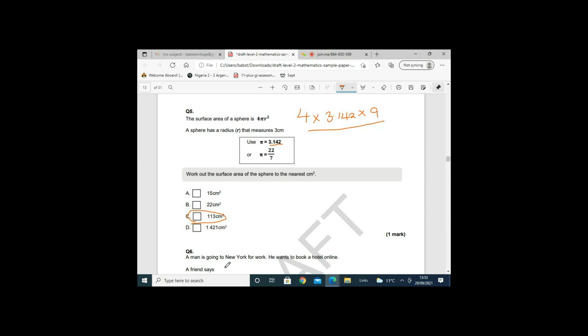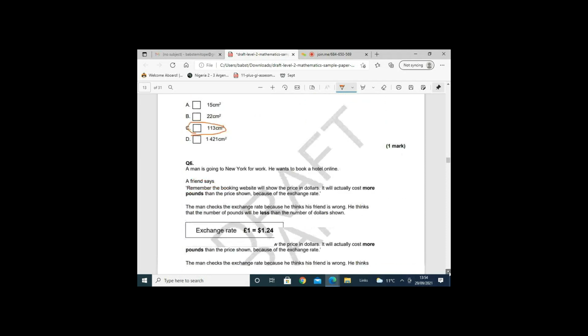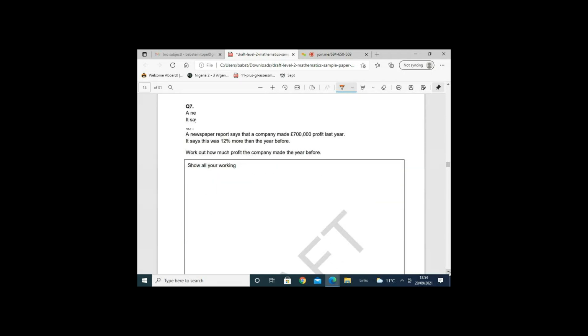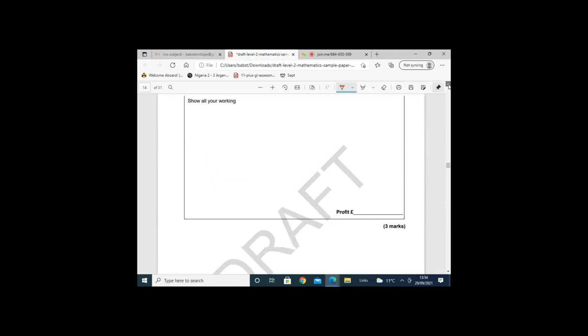So it's very straightforward. We're multiplying 4 times 3.142 times 9. Yeah, that's what we're saying. I wasn't sure because I thought you were saying something different, but that's fine. You get it. So this is just substitution directly. It's a very straightforward question. Can you try this question?